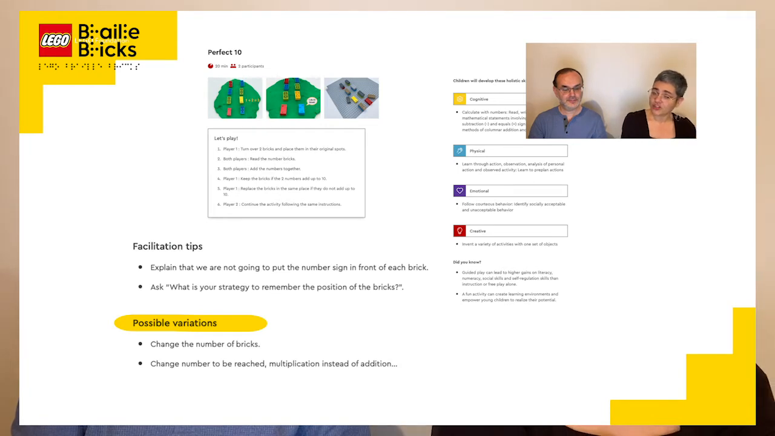And about the variation, we can change the number of bricks, of course, and we can change the numbers to be richer. Multiplication instead of addition. So that's what we did. You won't see it in the video because we didn't have time, but they played this game again and again, and they decided to change the rules. It was multiplication, and also I don't remember exactly what they did, but a lot of things. That was iterative, and they came with a lot of ideas.